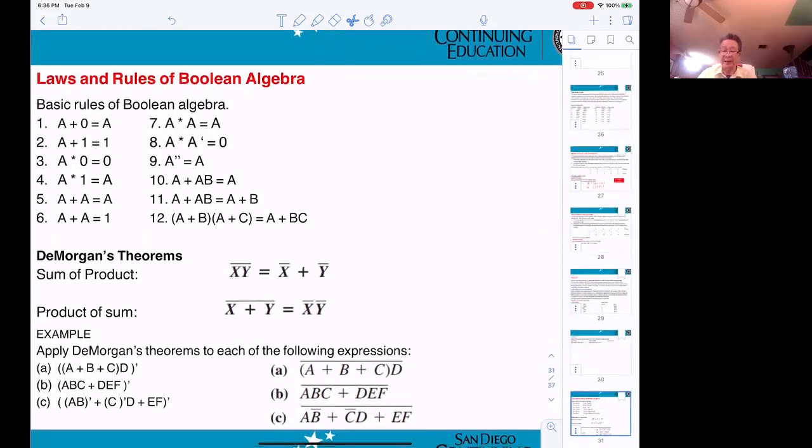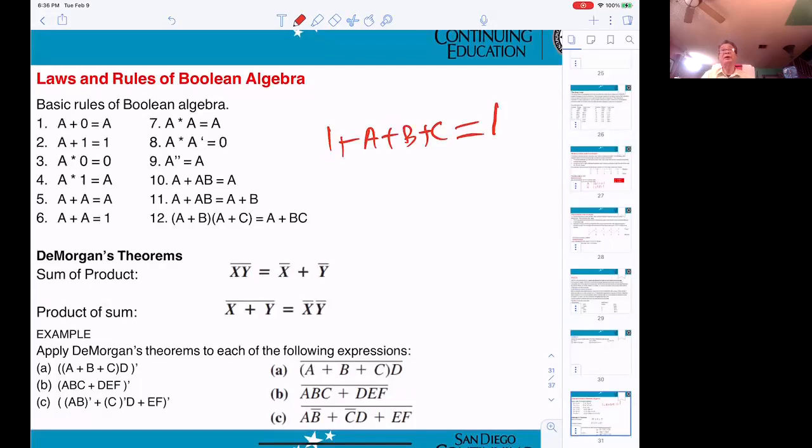Okay, and now we really care here. Boolean algebra. Number 1, A adding to 0 equals A. A adding to 1 equals 1. Remember, 1 adding A, adding B, adding C equals 1. Anything adding to 1 will be equal to 1.